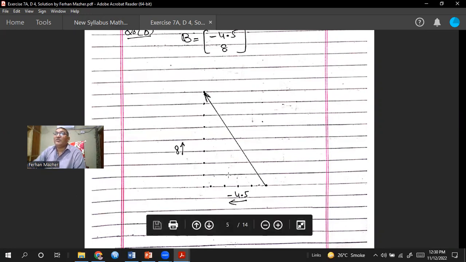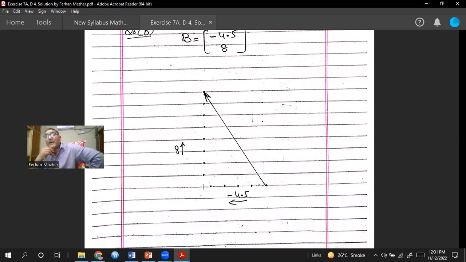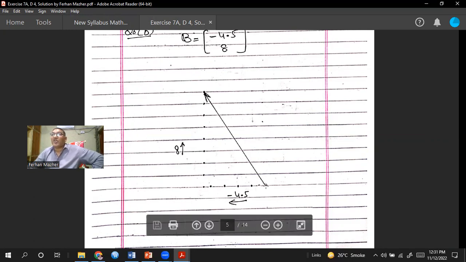1, 2, 3, 4 and half. So that's 4.5. And minus 4.5, you move 4.5 steps to the left. And from there, the y value is positive 8. So it means you go 8 steps up. You can see here 1, 2, 3, 4, 5, 6, 7, 8. So this is my terminal point. This is the head of the vector. Join the tail of the vector with the head of the vector with a straight line, put an arrow towards the head. So this is that vector.